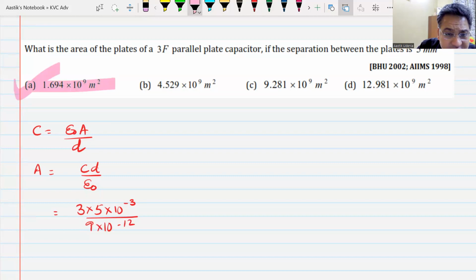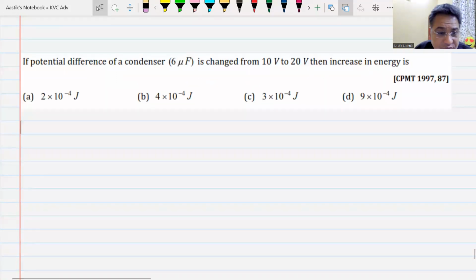Remember, you must get the answer quickly, and that is the concern that you must show. This is the next question. Do it fast. Give me the answer. If the potential difference of a capacitor, sometimes they may call it condenser, is changed from 10 to 20 volt, what is the increase in the energy? I'll give you 2 minutes to give me the answer fast.